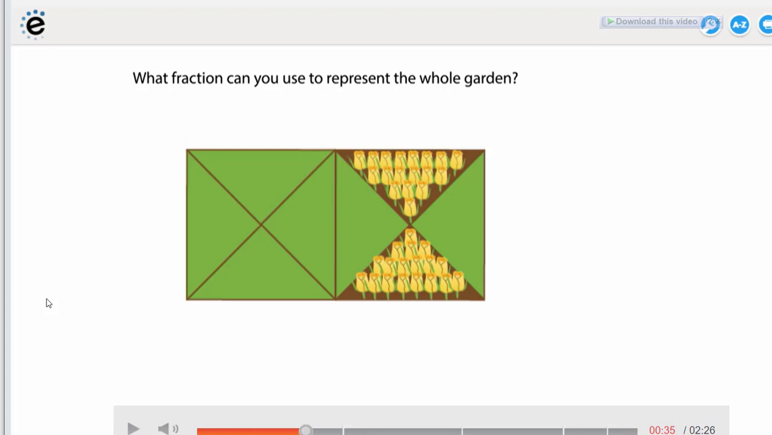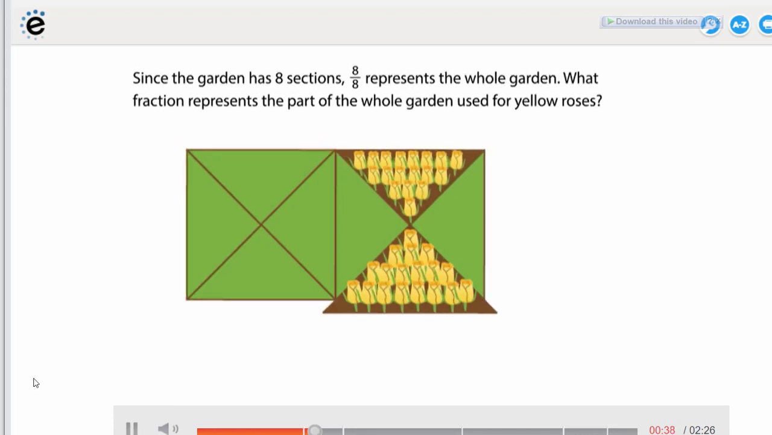Of course, my hero. What fraction can you use to represent the whole garden? The whole garden. How many parts? Can you see here 4 parts? No. The total. 8/8. Excellent. So we can represent it as 8/8. Thank you, Ala.